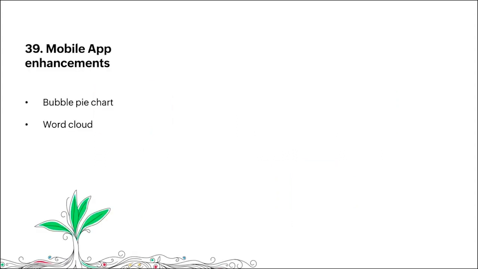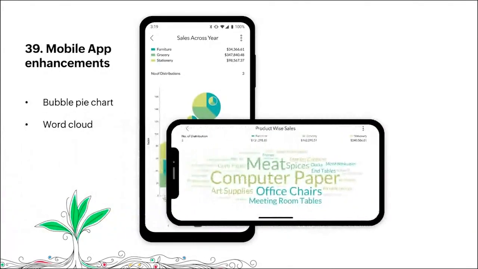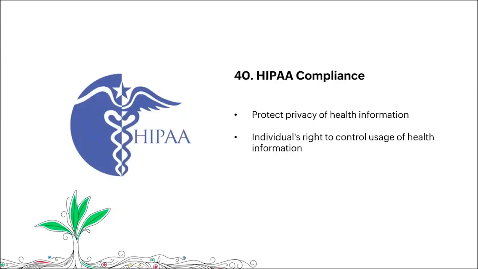So as for the mobile apps, we now support two new chart types, that is the bubble pie chart and the word cloud. Next, we also enabled ZIA Insights in the mobile app, and you can check it out in the screenshot over here. And finally, as a last update for the day, Zoho Analytics is now HIPAA compliant in order to protect the privacy and security of healthcare information. So data security and privacy is a governing principle of Zoho Analytics, and we're happy to let you know that we've reached another milestone in this area.